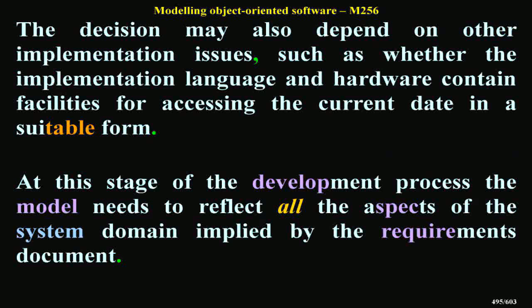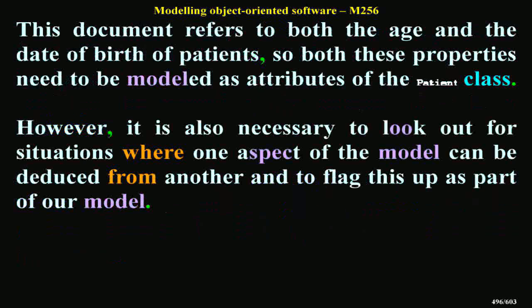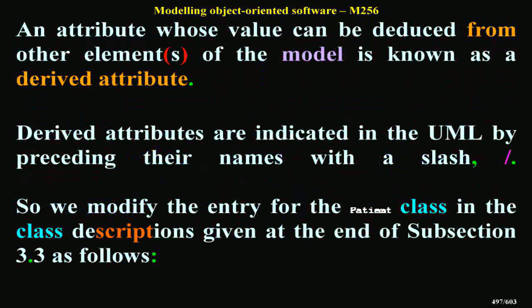At this stage of the development process, the model needs to reflect all the aspects of the system domain implied by the requirements document. This document refers to both the age and the date of birth of patients, so both these properties need to be modeled as attributes of the class. However, it is also necessary to look out for situations where one aspect of the model can be deduced from another and to flag this up as part of our model. An attribute whose value can be deduced from other elements of the model is known as a derived attribute. Derived attributes are indicated in the UML by preceding their names with a slash.